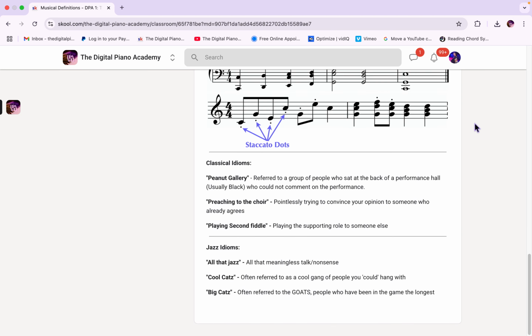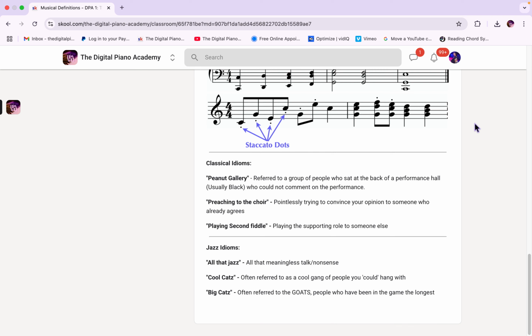And lastly, we're going to look into classical idioms. So you have classical and jazz expressions or idioms. These you don't necessarily have to remember, but they're just kind of helpful to learn to get deeper into your classical studies or get deeper into your jazz studies. So we have peanut gallery, referring to a group of people that sat in the back of a performance hall who could not comment on the performance. So if anytime somebody says quiet, peanut gallery, this is actually where it comes from, oddly enough.